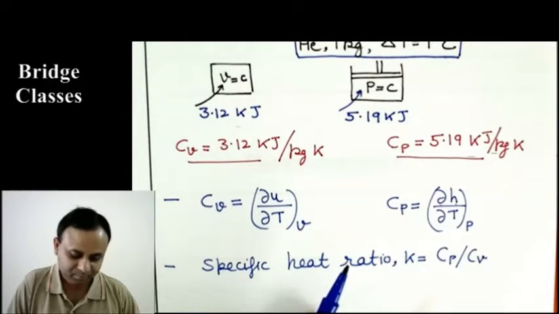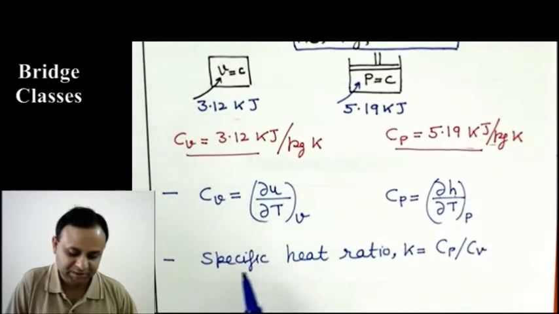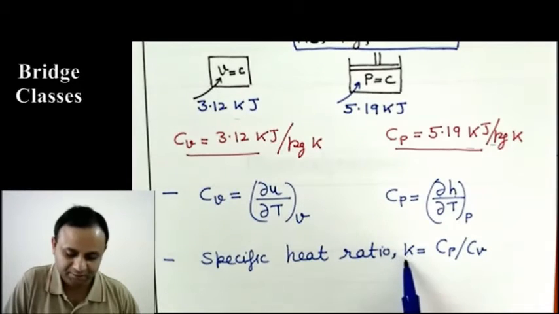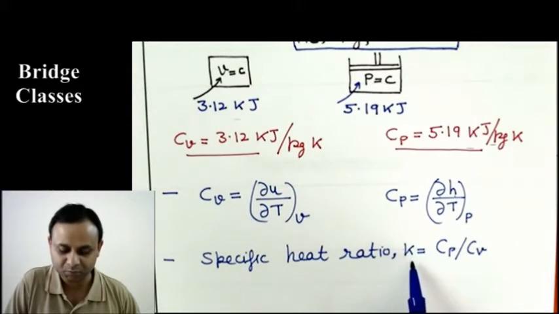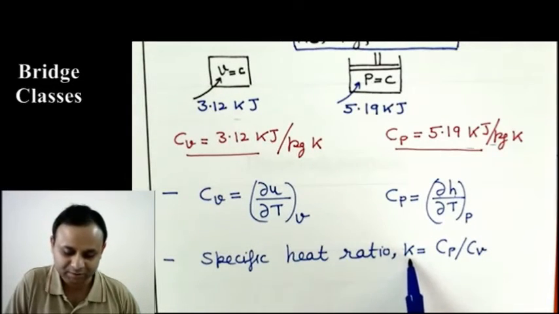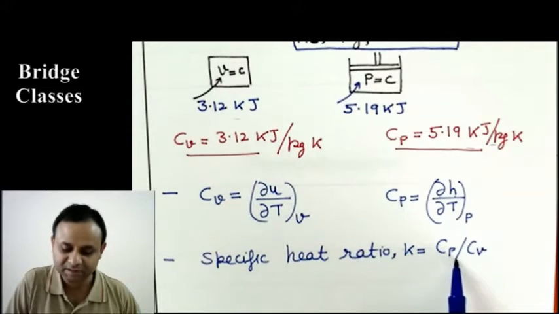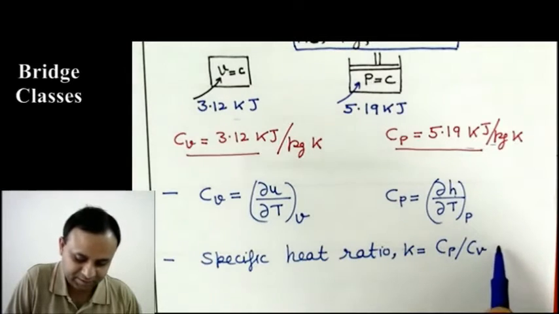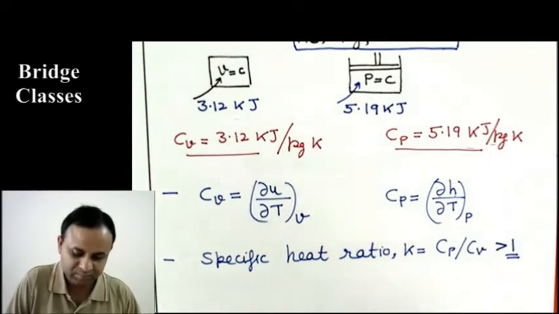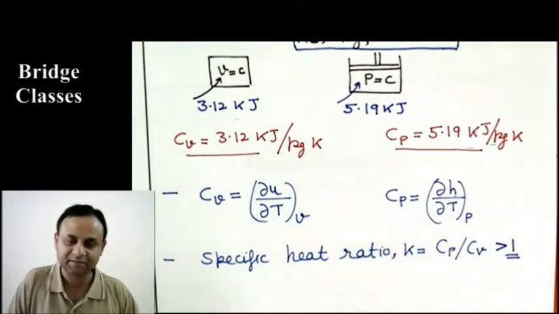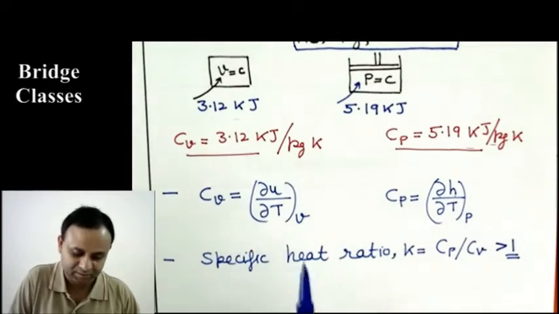Okay. And we also define the specific heat ratio. I have used the symbol k for that. Some books use the symbol gamma for that. So this is defined as the ratio of Cp to Cv, and this is always going to be greater than 1, because Cp is greater than Cv. So let us derive these expressions.